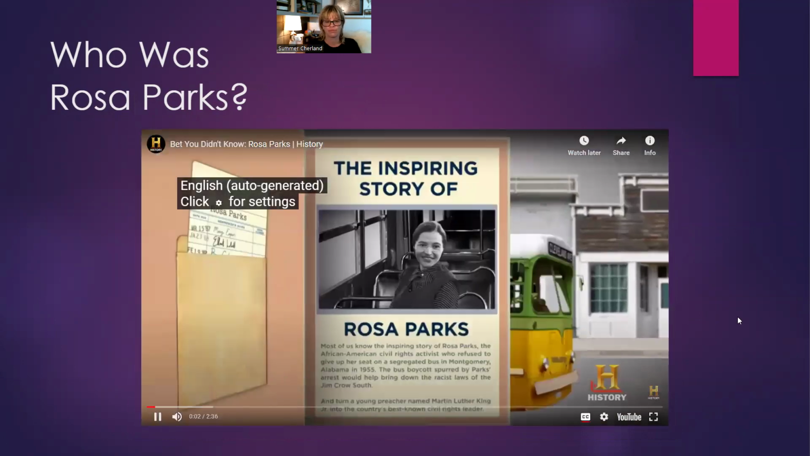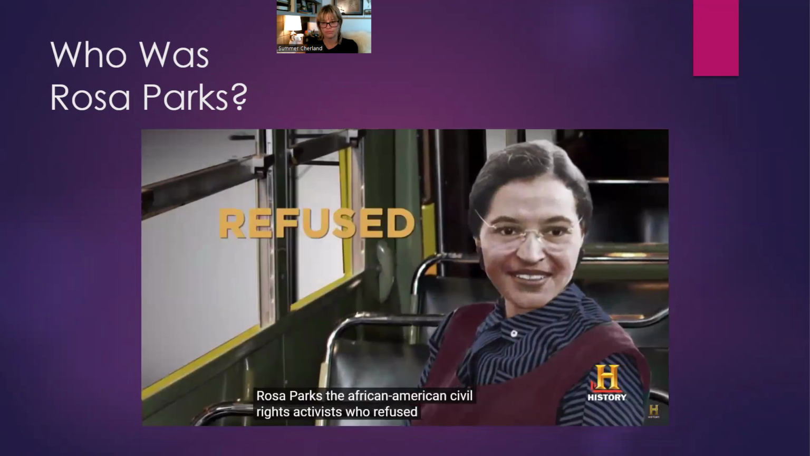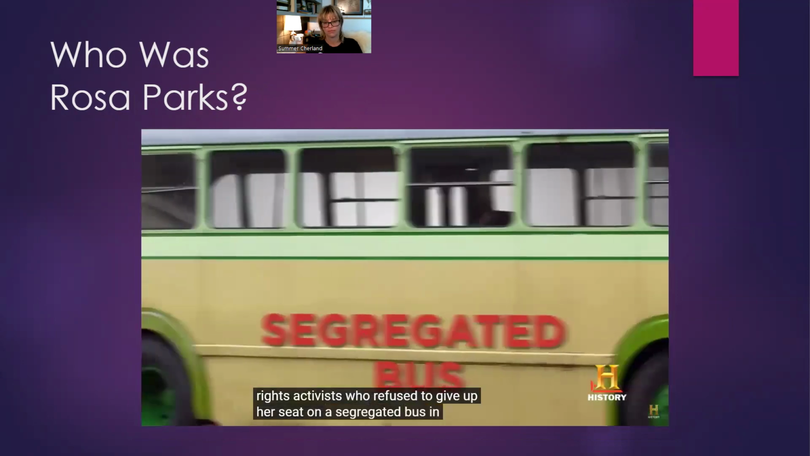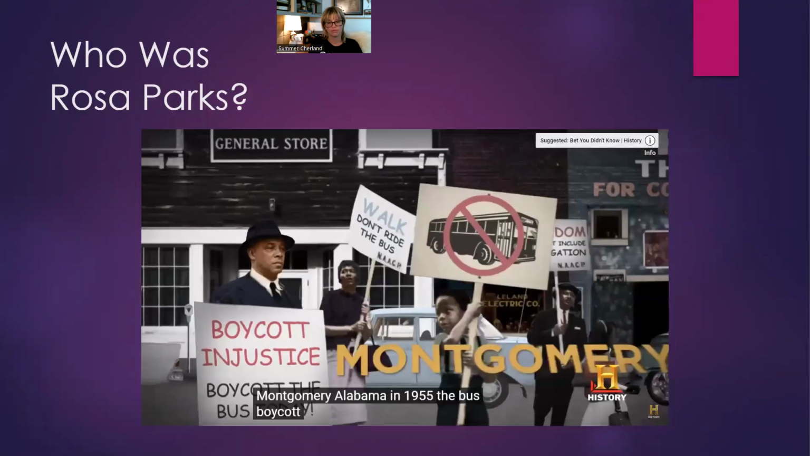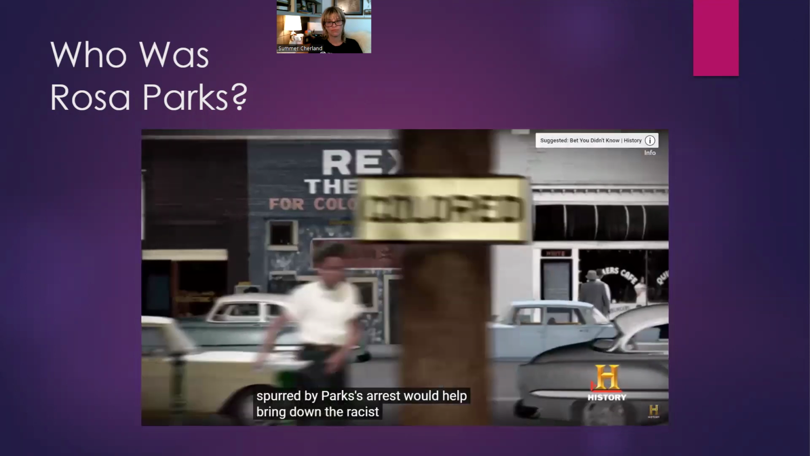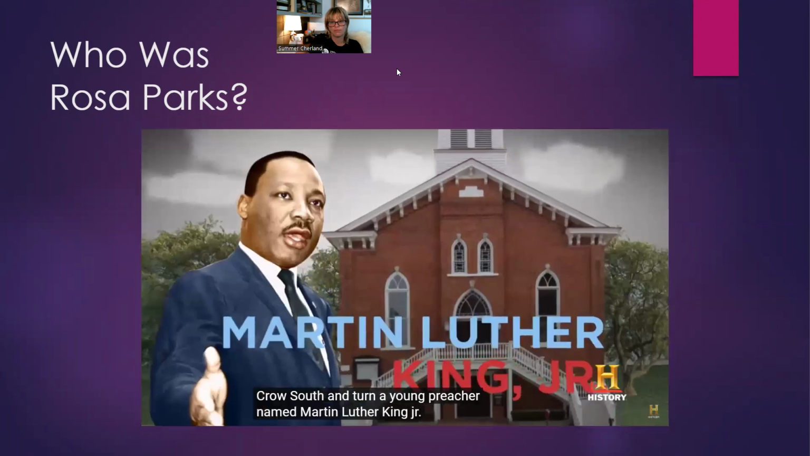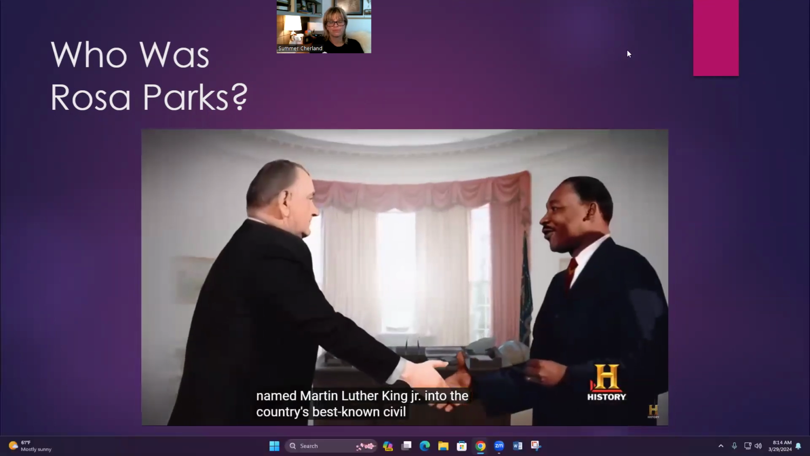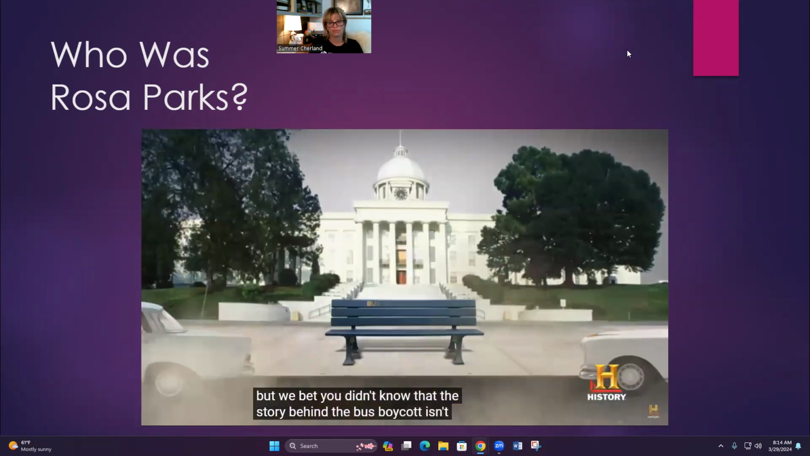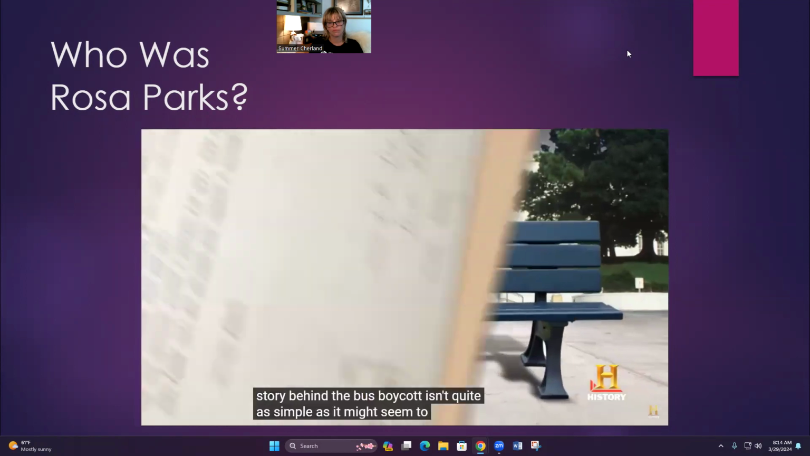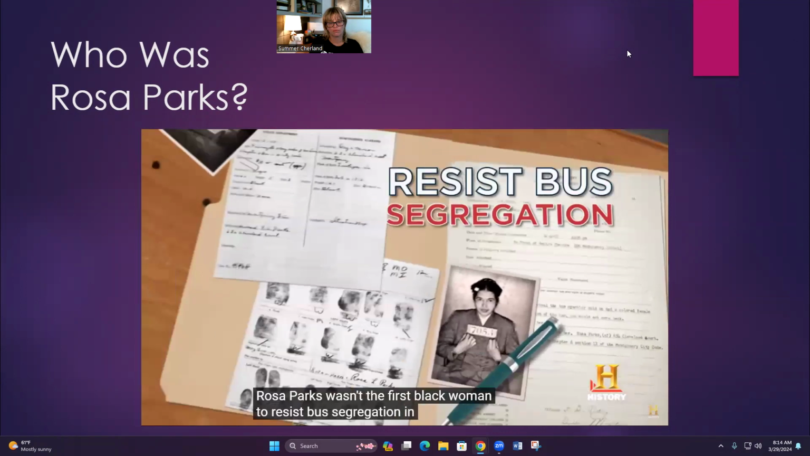Most of us know the inspiring story of Rosa Parks, the African-American civil rights activist who refused to give up her seat on a segregated bus in Montgomery, Alabama in 1955. The bus boycott spurred by Parks's arrest would help bring down the racist laws of the Jim Crow South and turn a young preacher named Martin Luther King Jr. into the country's best-known civil rights leader. But we bet you didn't know that the story behind the bus boycott isn't quite as simple as it might seem. To start with, Rosa Parks wasn't the first Black woman to resist bus segregation in Montgomery.